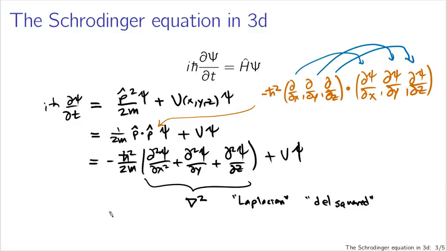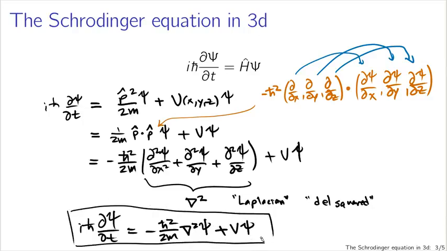So our final Schrodinger equation in 3 dimensions, the way we're going to be working with it in this chapter, is i h bar times the partial derivative of psi with respect to time is equal to minus h bar squared over 2m times the Laplacian of psi plus V times psi.